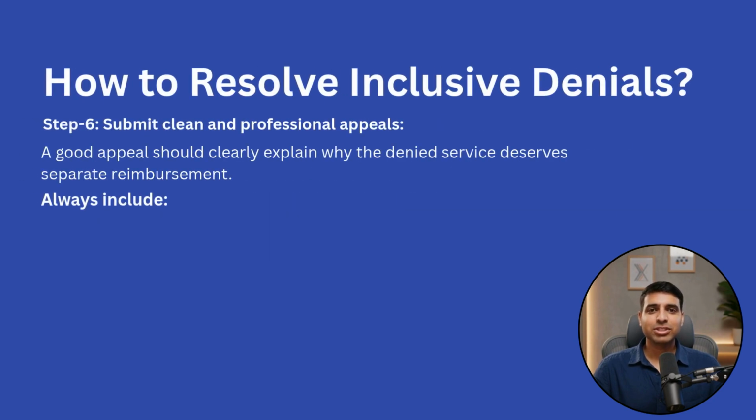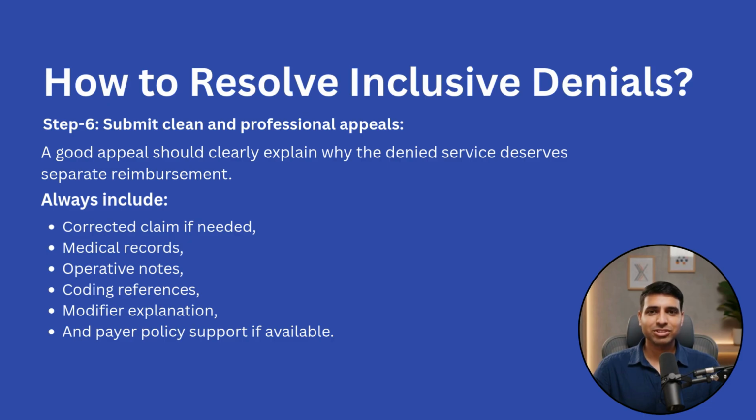The sixth step is submit clean and professional appeals. A good appeal should clearly explain why the denied service deserves separate reimbursement. Always include corrected claim if needed, medical records, operative notes, coding references, modifier explanation, and payer policy support if available.